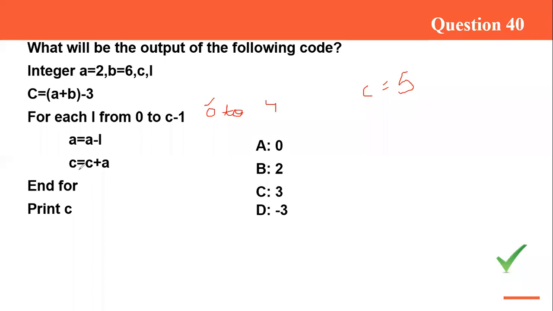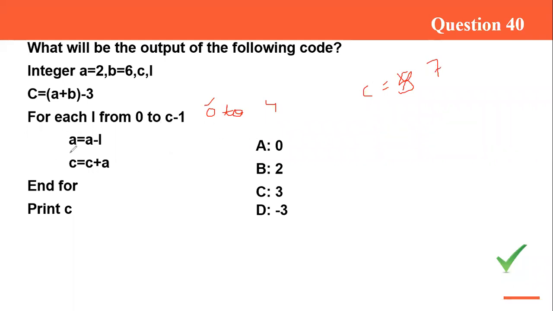Then C is equal to C plus A. C value was 5. C plus A, A value is 2. That means it will become 7. Am I right? Any questions? I hope I'm clear.